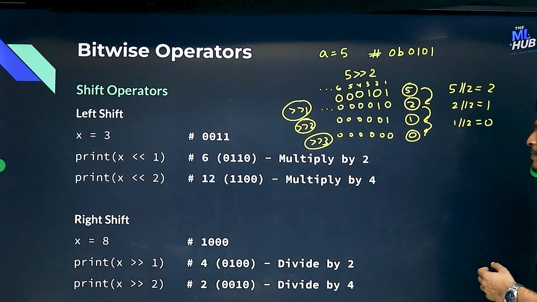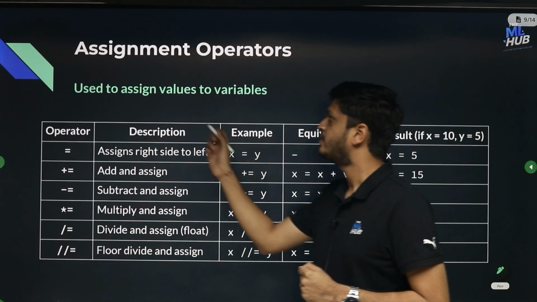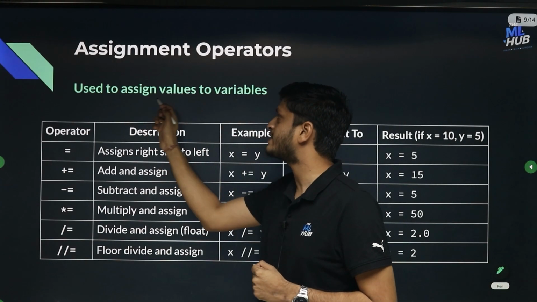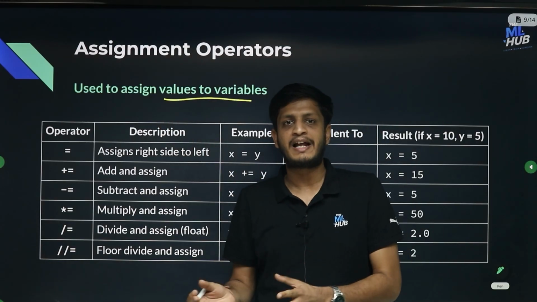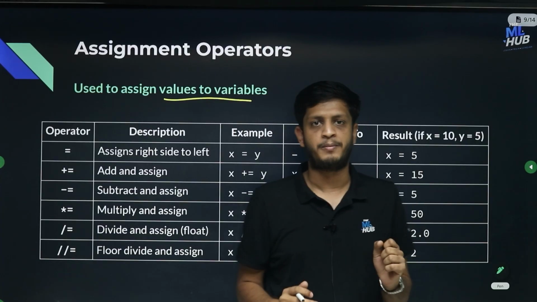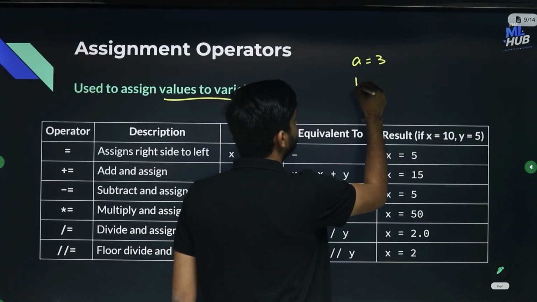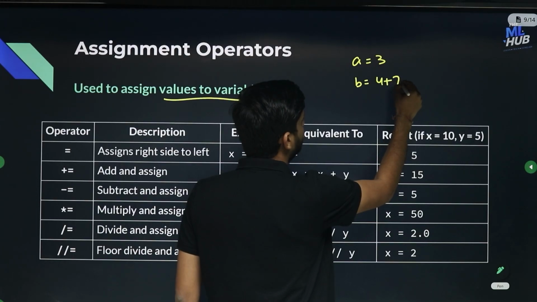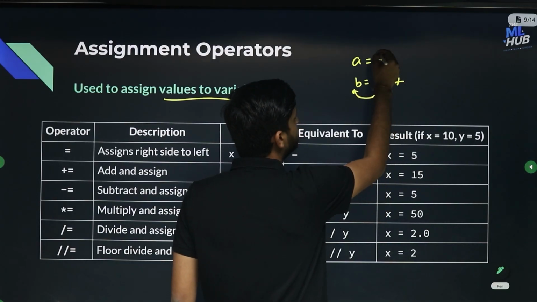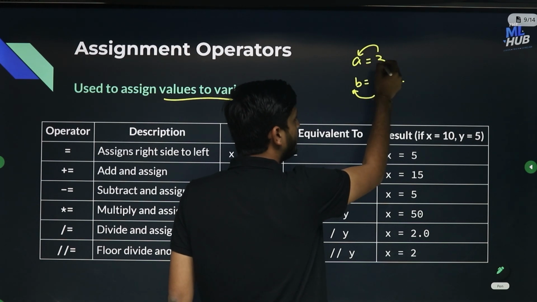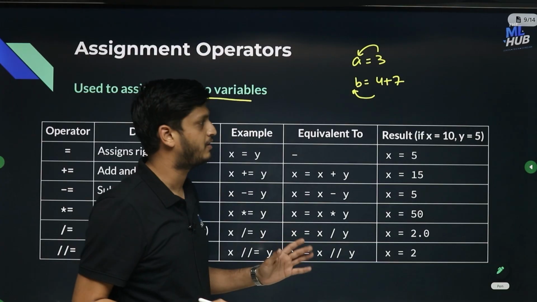These are all the bitwise operators in Python. Okay, next we have assignment operators. So what are assignment operators? They are used to assign values to variables. So in Python, if I want to assign a value to a variable, I can use an assignment operator. For example, if I write a is equal to 3, or if I write b is equal to 4 plus 7. So here 4 plus 7 is what? 11. So essentially I want to assign 11 to b. Here I want to assign 3 to a. So if I want to assign a value to a variable, we can use the assignment operators in Python.